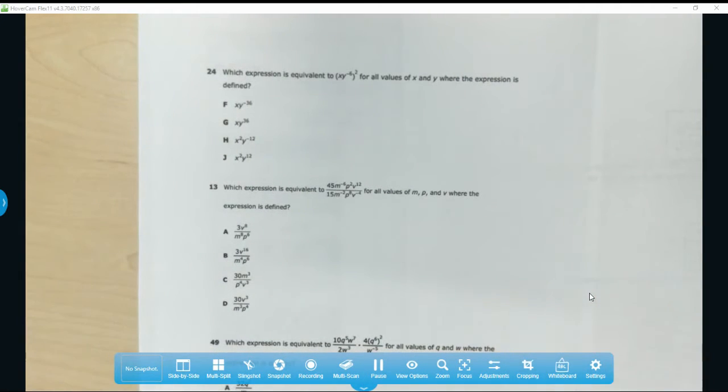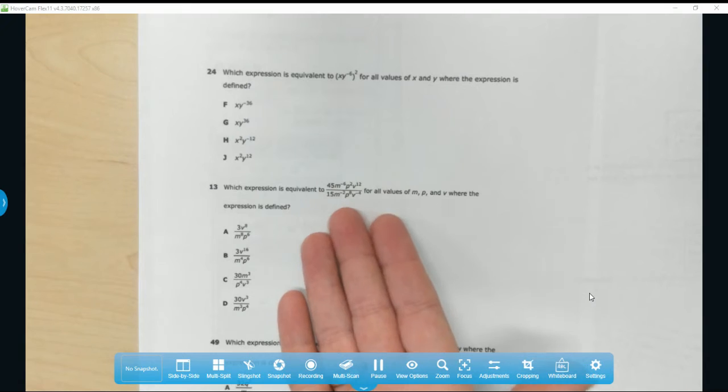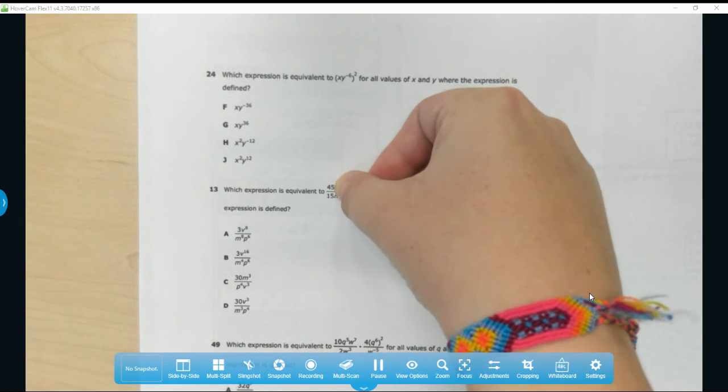A lot of the problems look something like this. Whenever you're looking at the problems, you're just reading through. And a lot of times, for example, on number 13, there's going to be multiple rules within one problem. So it's very important that you just go one by one.